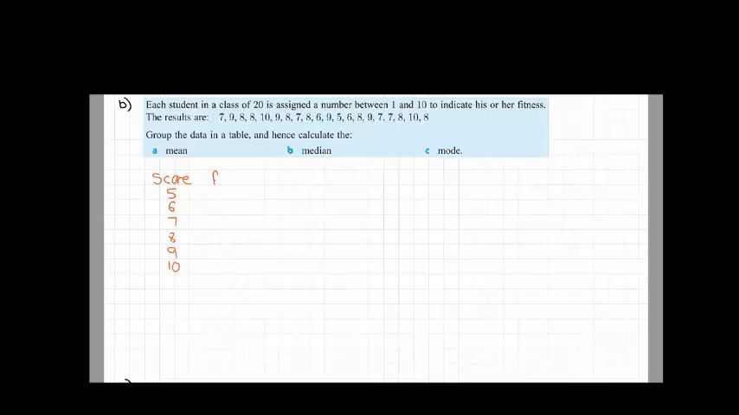So how many times does 5 appear? Once. 6 appears twice. 7 is there 4 times. 8, 7 times, 9, 4 times, and 10, 2 times.